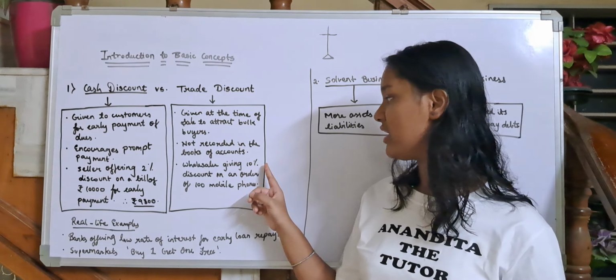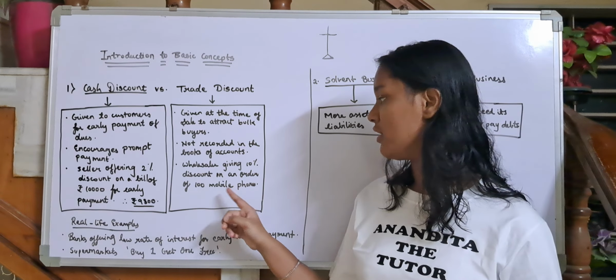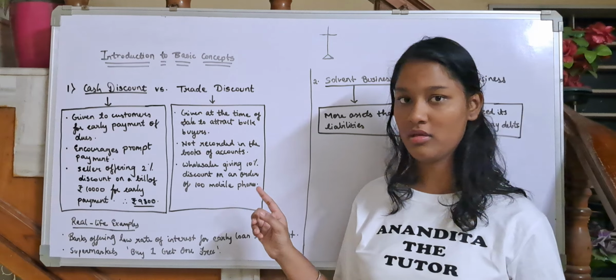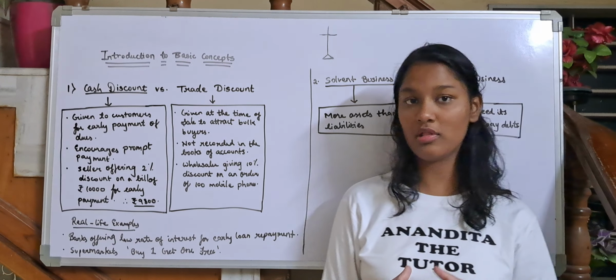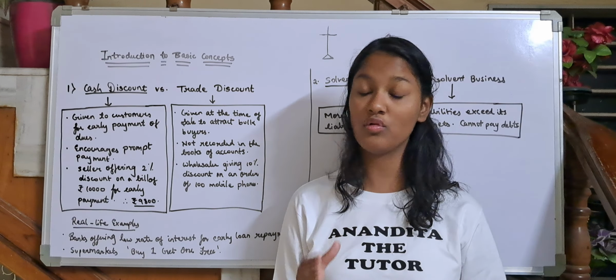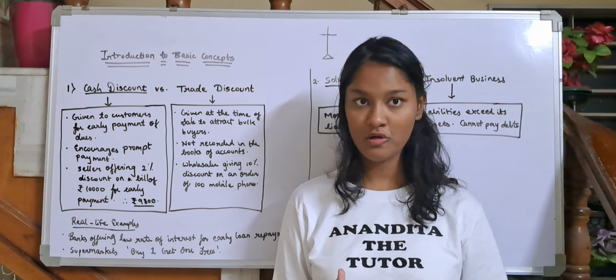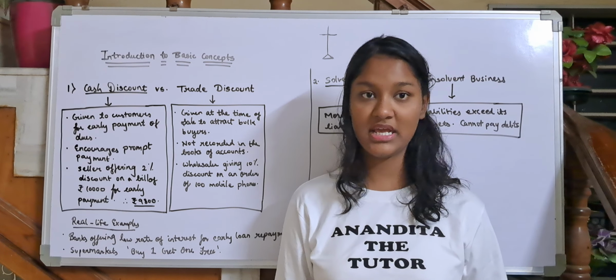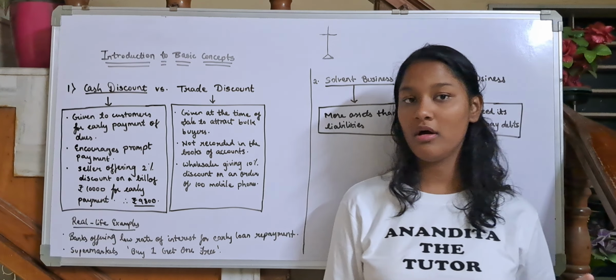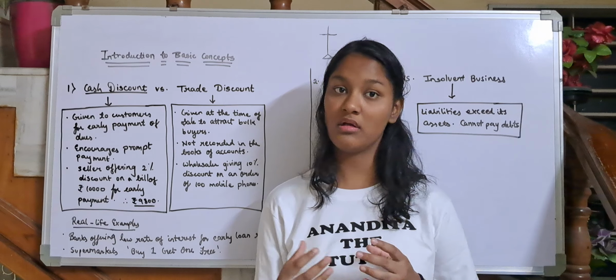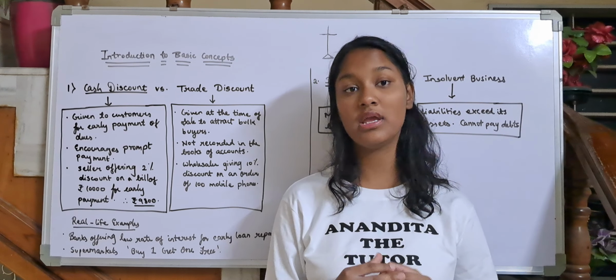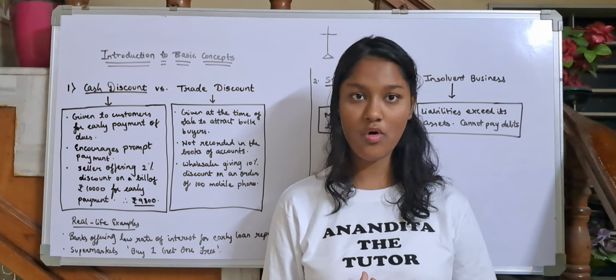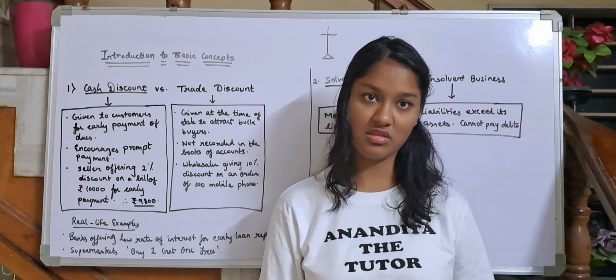Example, a wholesaler giving 10% discount on an order of 100 mobile phones. A wholesaler is someone who sells goods in bulk. Vegetable sabji mandi and all, you must have heard. You go and they sell their vegetables in bulk, in large quantities but at lower prices.